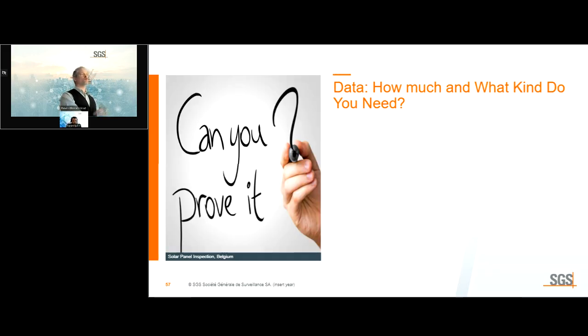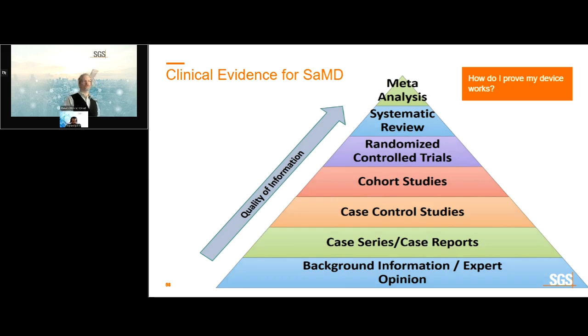Okay. Next question for clinical data is, how do you prove it? You've made a clinical benefit claim, and now you have to prove that you meet it. So that's the next step. What data do you need? What kind and how much? So we're all sort of familiar with this idea. We all sort of know what's good data and what's bad data.